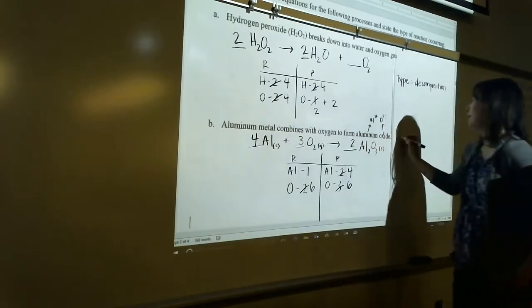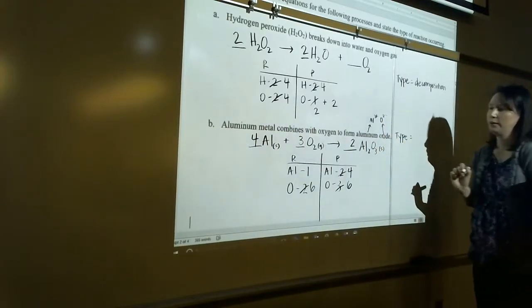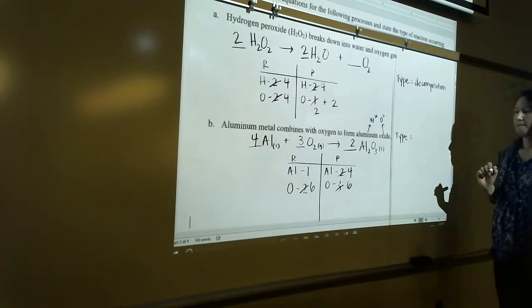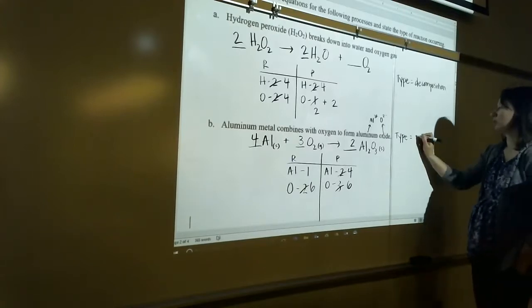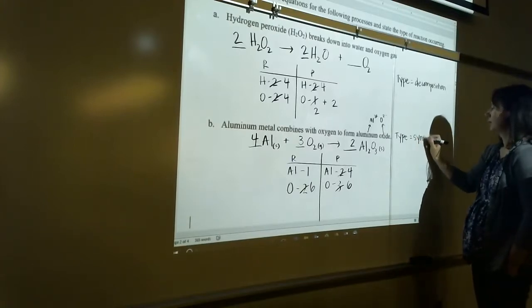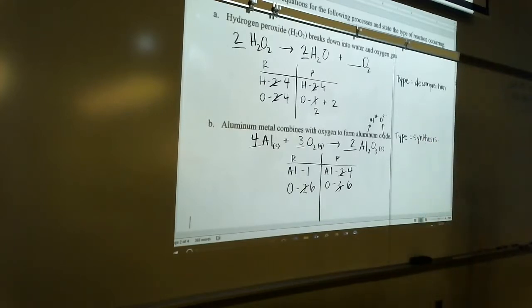Now for type, there are 2 answers that would work. What's 1? That's one of the types that would work. I think you said it correctly. Synthesis would work. Yep, actually there are 3. I forgot about synthesis. Synthesis would work.